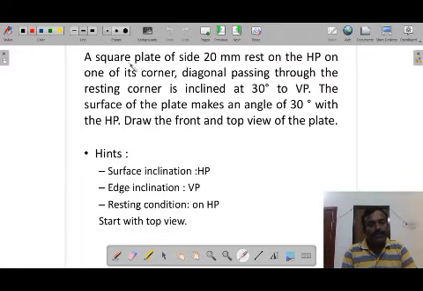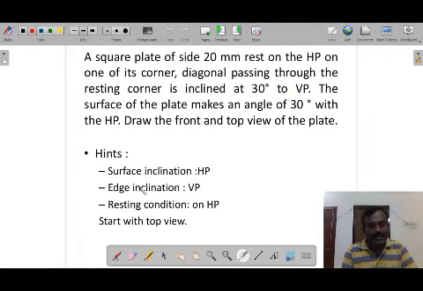So let us go for the second problem. The same problem, only I have changed the resting condition. It's resting on the corner. So hence, as I said already, we have to look for the surface inclination. See here the surface is of the plate. We can call it a plate or lamina or plane. It makes an angle of 30 degree with the HP.